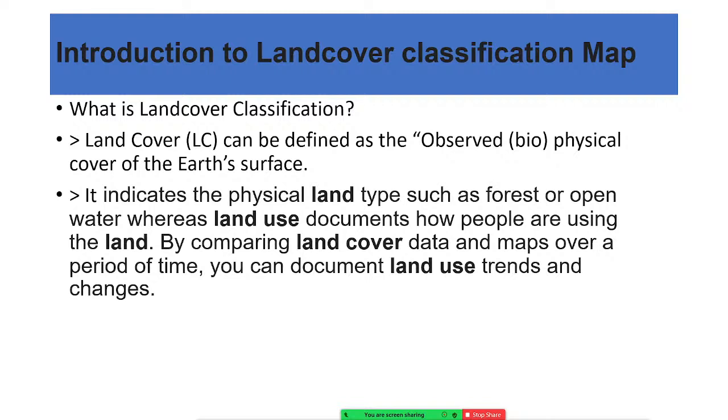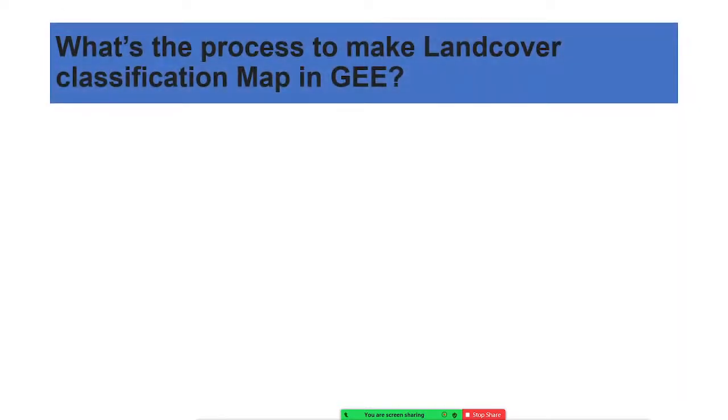Okay, and now I will discuss the process to make the land cover classification map in the Google Earth Engine platform. Basically this process is the same for all satellite images such as Landsat, Sentinel or others, and you can follow all of these steps one by one. First of all you need to select your region of interest. Suppose you want to make a land cover classification map for any region, such as Dhaka city or Bangladesh or another specific region that you need.